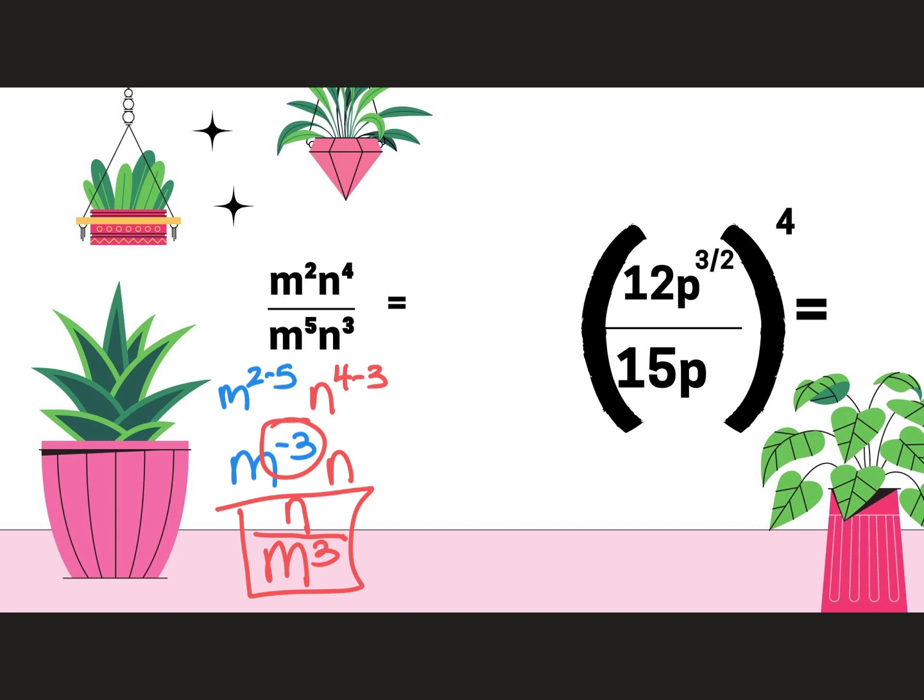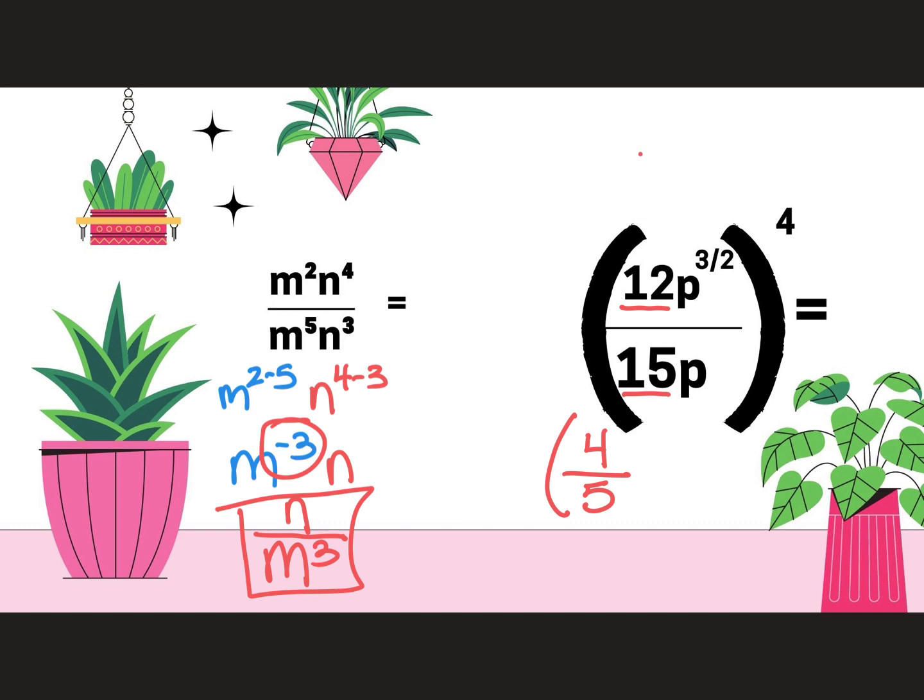Now let's look at this next problem. So the first thing I'm going to do is make this easy for me. I want to reduce my coefficients. So 12/15, what can this be reduced to? Okay, so I'm thinking 4/5. Yes. Now, still within the parentheses, let's take care and do our quotient rule.